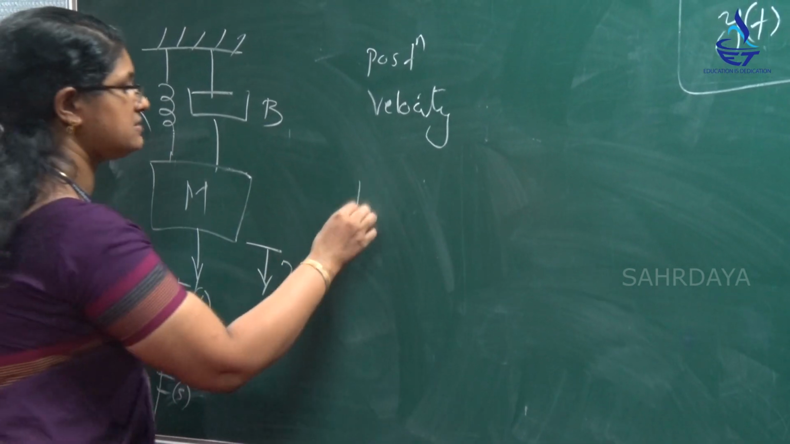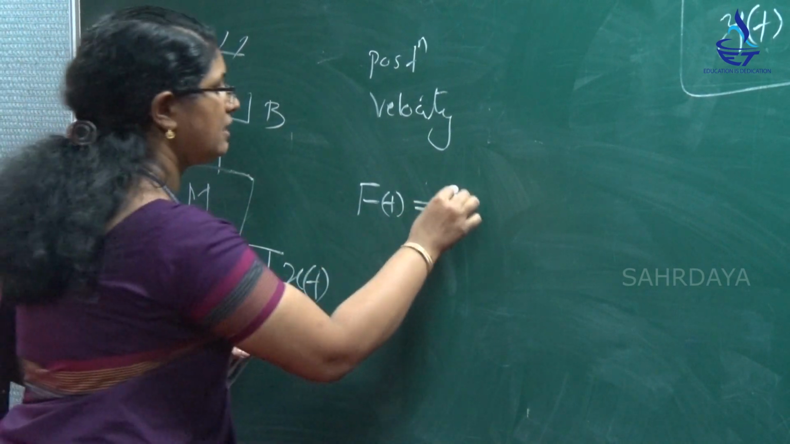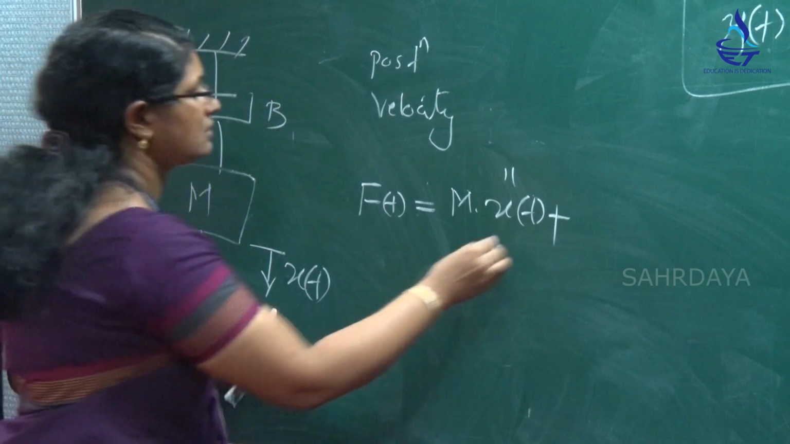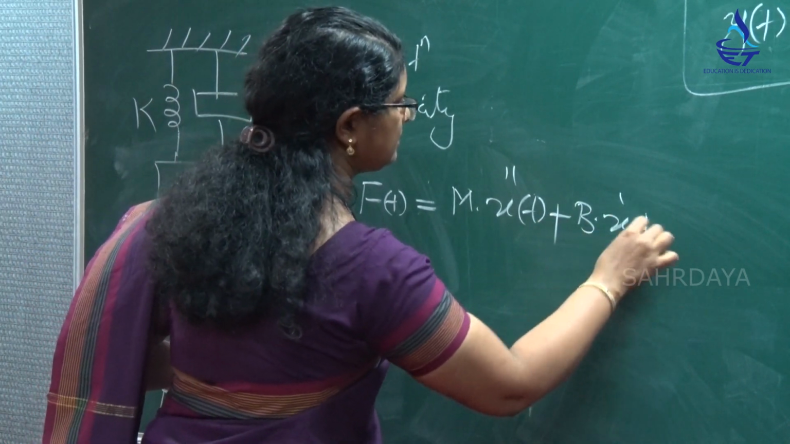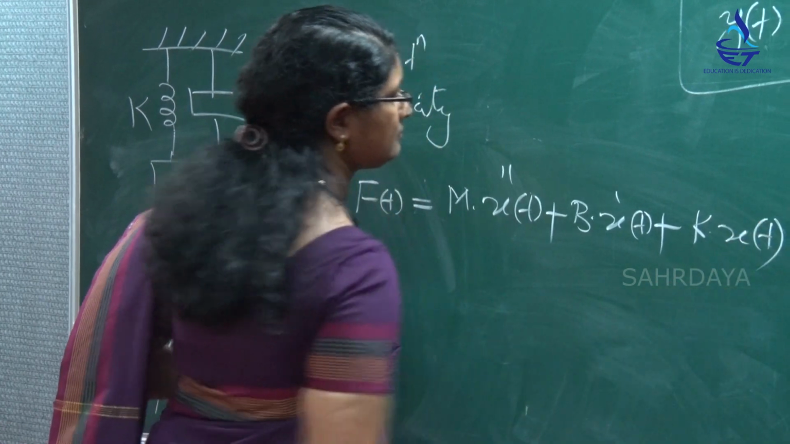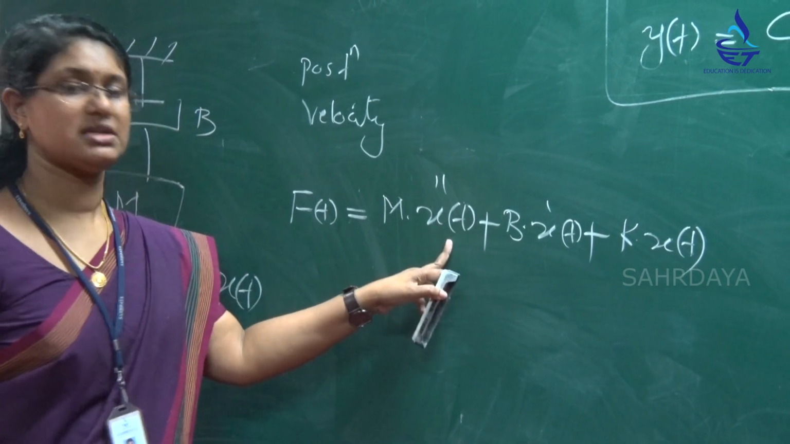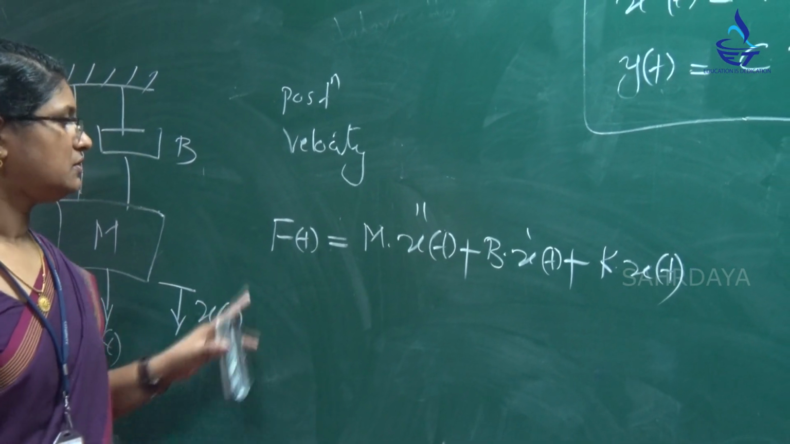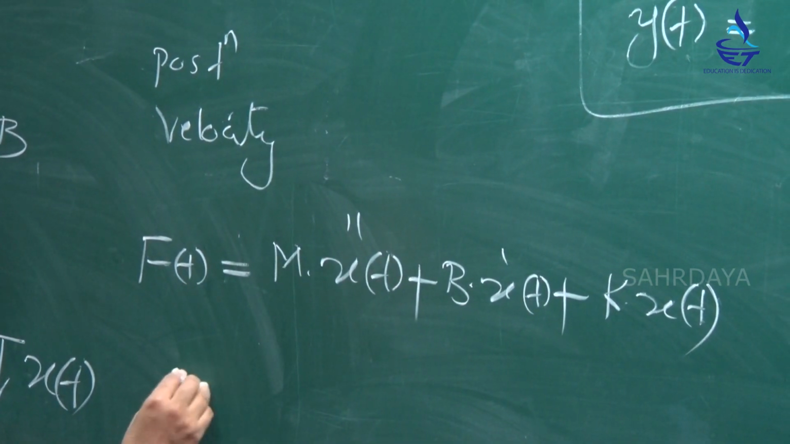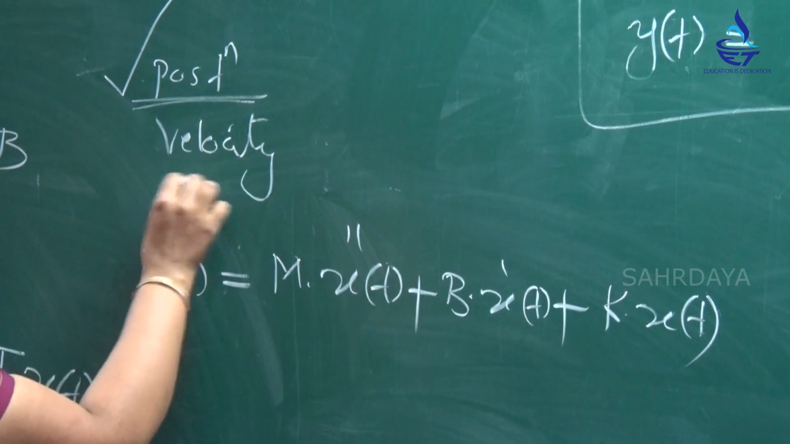After writing the force balancing equation, you will get f of t is equal to m into x double dash of t plus b into x dash of t plus k into x of t. x of t is the position, x dash of t is the velocity, and x double dash of t is the acceleration. So this is a force balancing equation. Now my variables of interest are position and velocity.